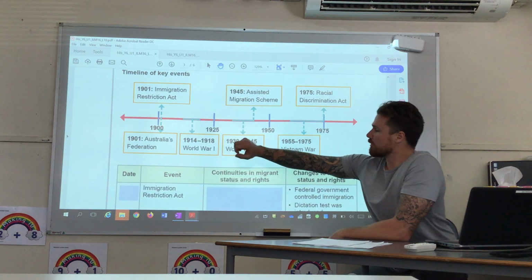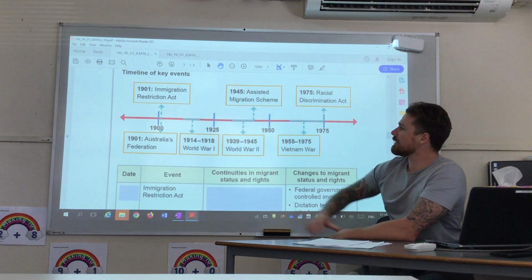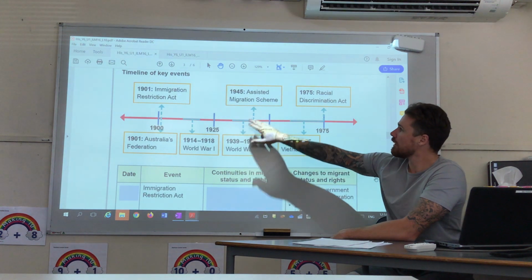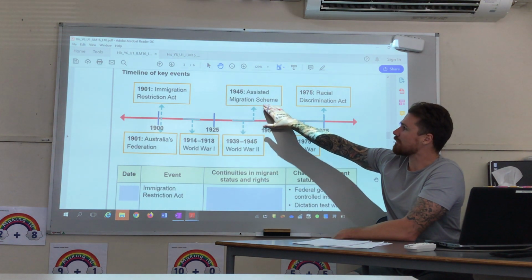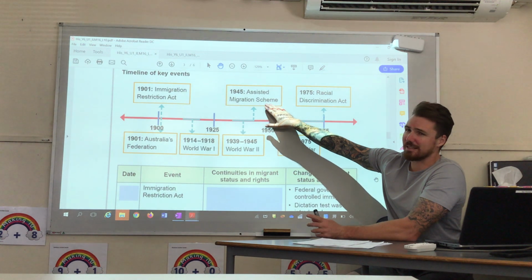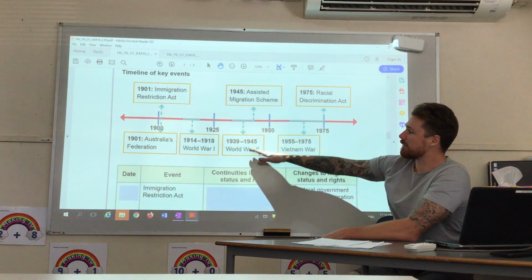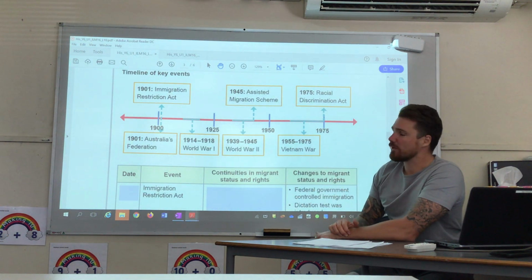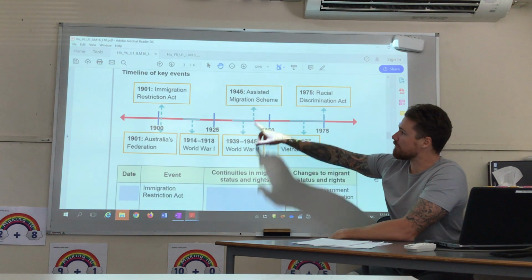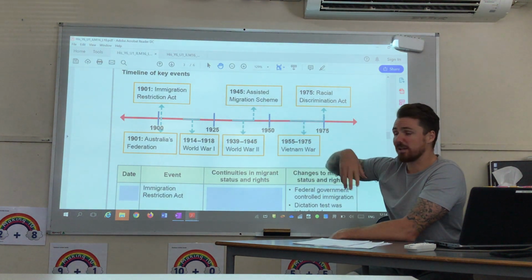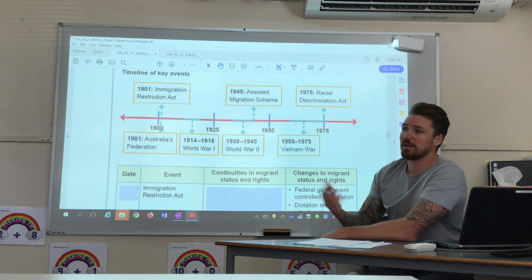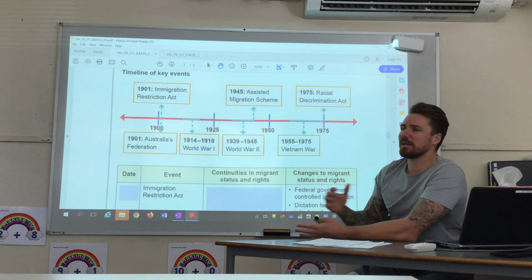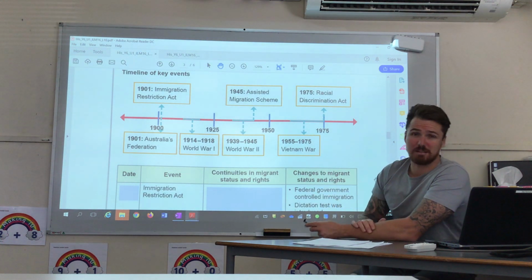We have 1914 to 1918 is World War One. As we're moving across here, we have 1939 to 1945 World War Two. 1945, the Assisted Migration Scheme. So if you recall from the video yesterday, that was when the government actually realised off the back of World War Two, hey, we need a greater population, we need to fill this place up. So we're going to give incentives, you guys know what that word means, to people from other countries to move to Australia. We'll provide you with jobs, we'll pay your ticket over, come over and make Australia home so we can fill our country up. That will give us a stronger economy and a better chance to defend our country if we get to the stage where we need to.